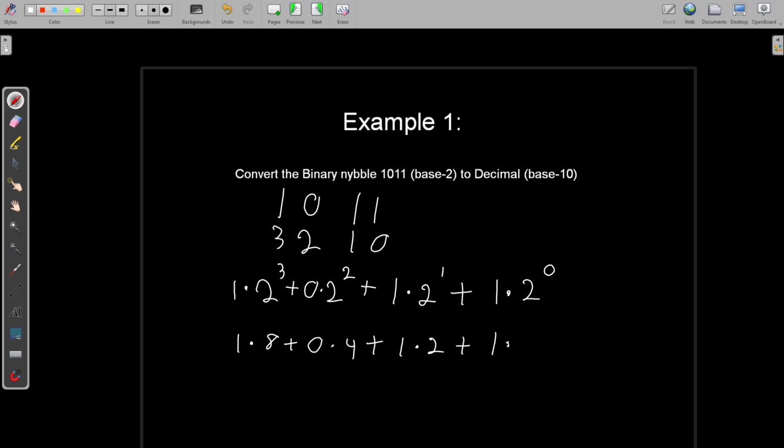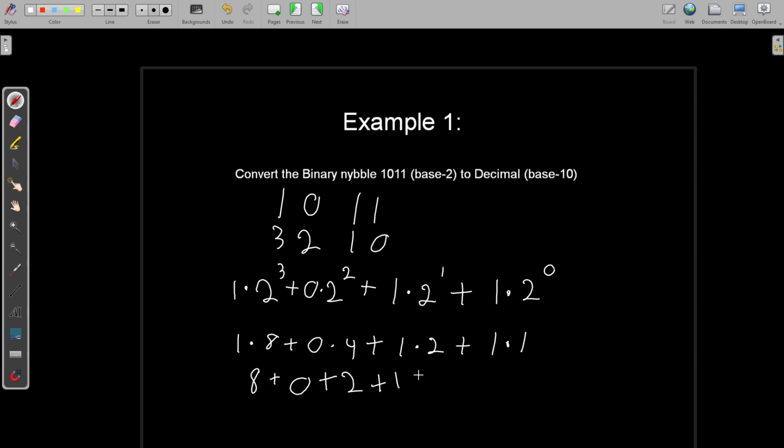So 1 times 1. Now, 1 times 8 is, of course, 8. 0 times any number is going to be a 0. So 8 plus 0, plus 1 times 2 is 2. 1 times 1 is 1. So 8 plus 0 plus 2 plus 1. Well, 8 plus 0 is, of course, 8. So 8 plus 2 is 10.